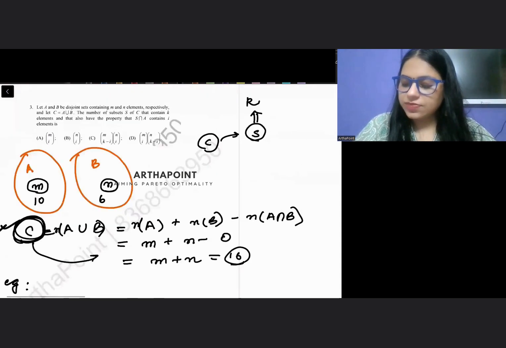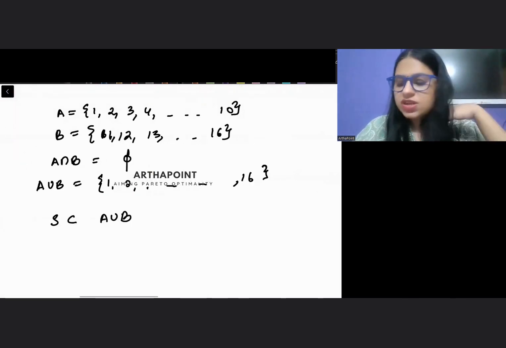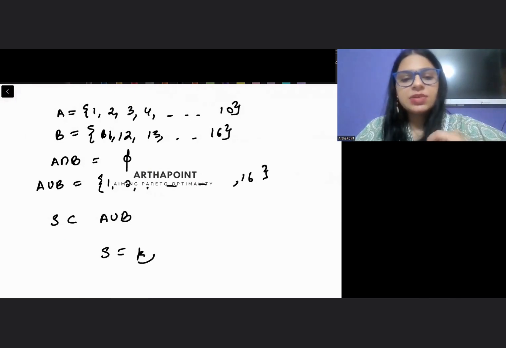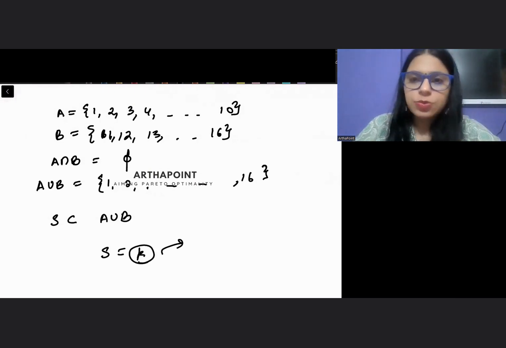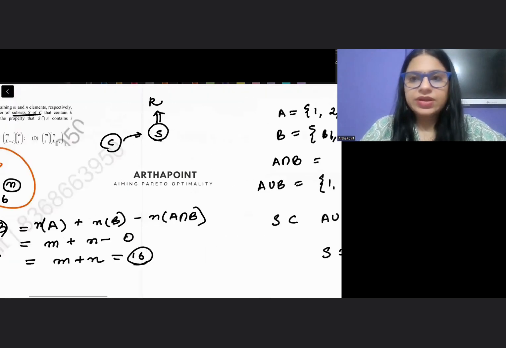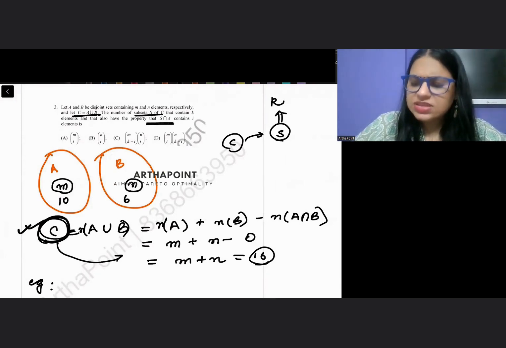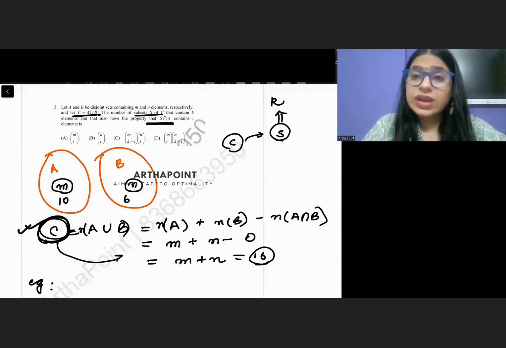This is what it is saying. You are creating a subset of C. C was A union B. So you're creating a subset of this, and let's say that this subset has some K elements. This K can be anything. Suppose this subset has 8 elements, right? So your K becomes 8, right? Okay. Now it also has the property that when the subset is intersected with A, then you get I elements.